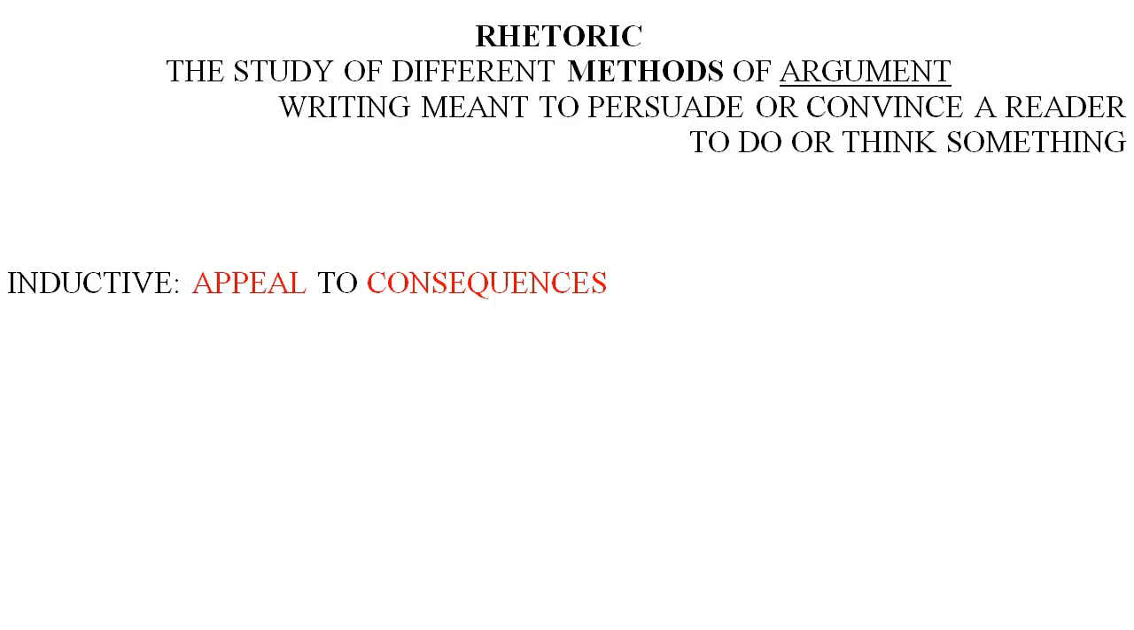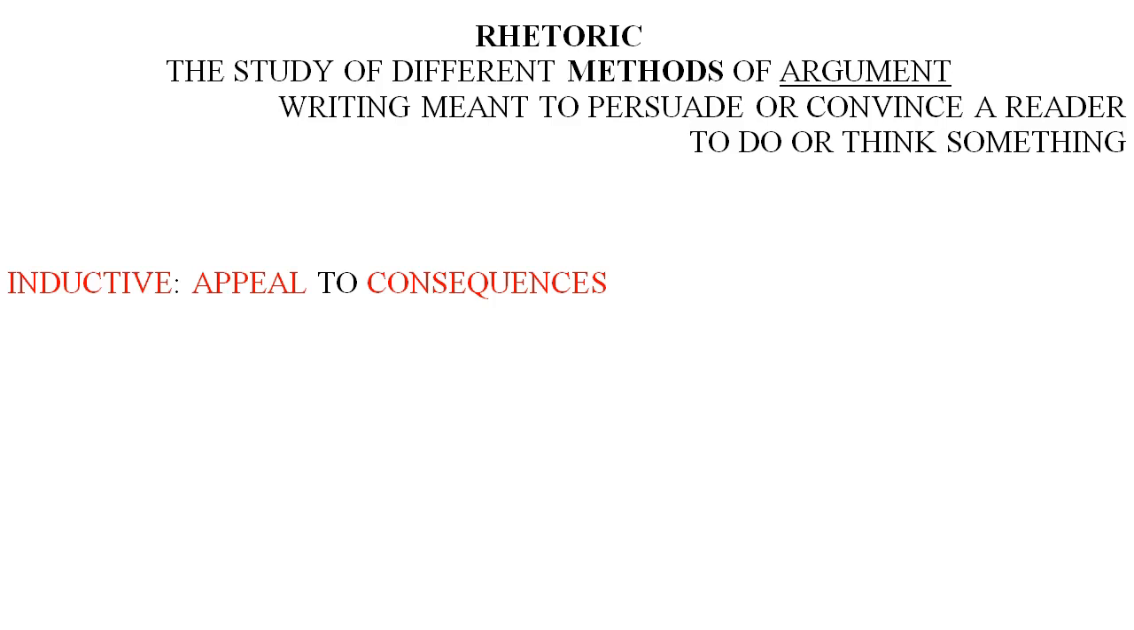To do this, I'll need to use inductive reasoning to establish the pattern that leads to the consequence I'm describing. For example, if I want to argue that allowing women to vote will lead to more prosperity, I can bring up historical instances of a relation between voting and prosperity. Creating a pattern that leads to my conclusion will help my reader agree with my argument.